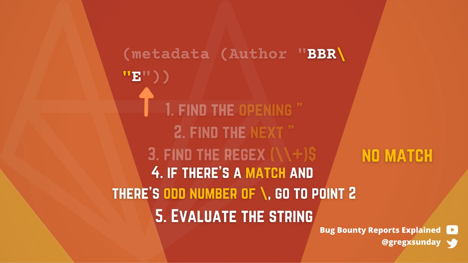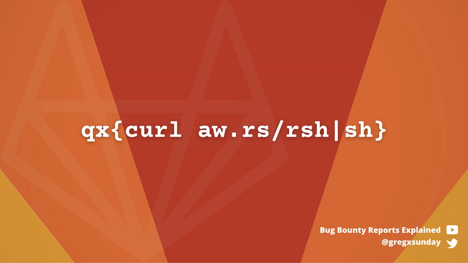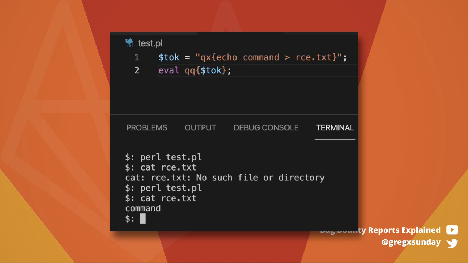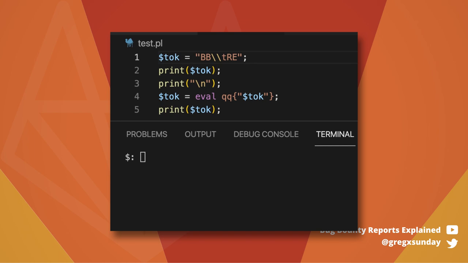Let's see how this could be done on the example of reverse shell exploit. This is the command that we want to inject. The QX function in Perl allows executing operating system commands. If you would just put this inside this eval call, it wouldn't work. The QQ function works just like a double quote, so here we evaluate a string and not a Perl code. I know this can be confusing at first, make sure you really understand this one.